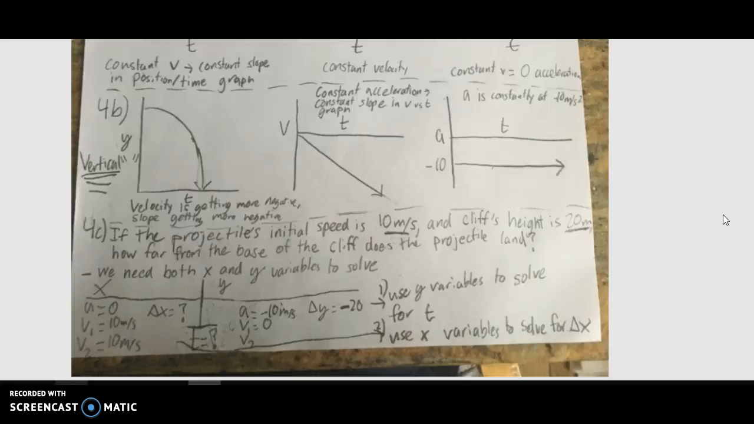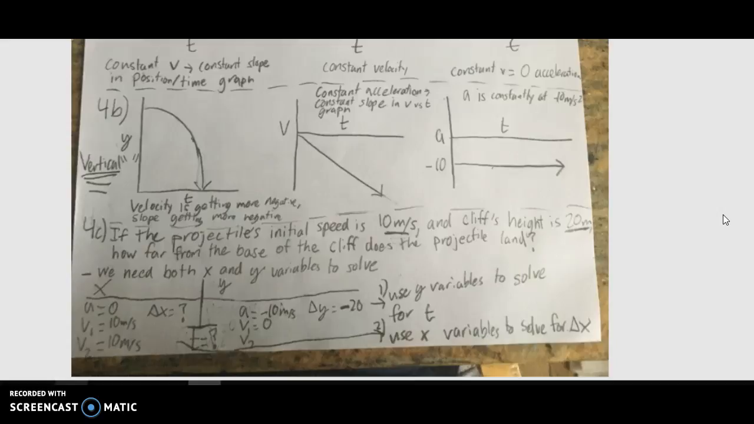So, for C, if the projectile's initial speed is 10 meters per second and the cliff's height is 20 meters, how far from the base of the cliff does the projectile land? Now, this is different than 3, which had our last kinematic equation, because we need both the x and the y direction.